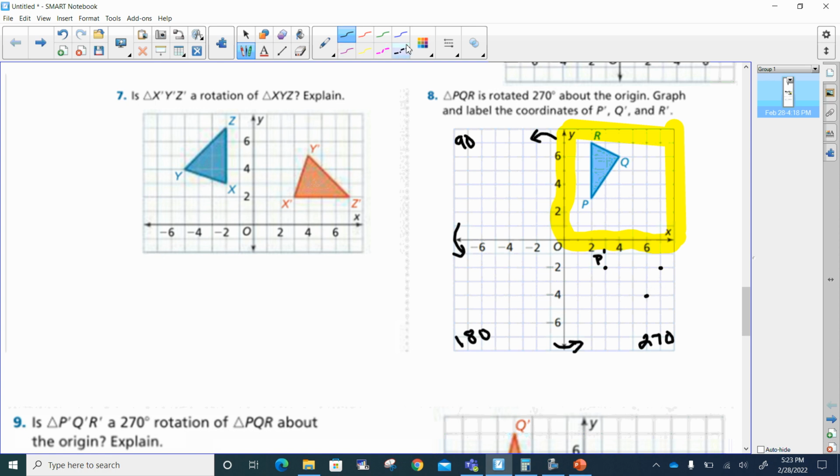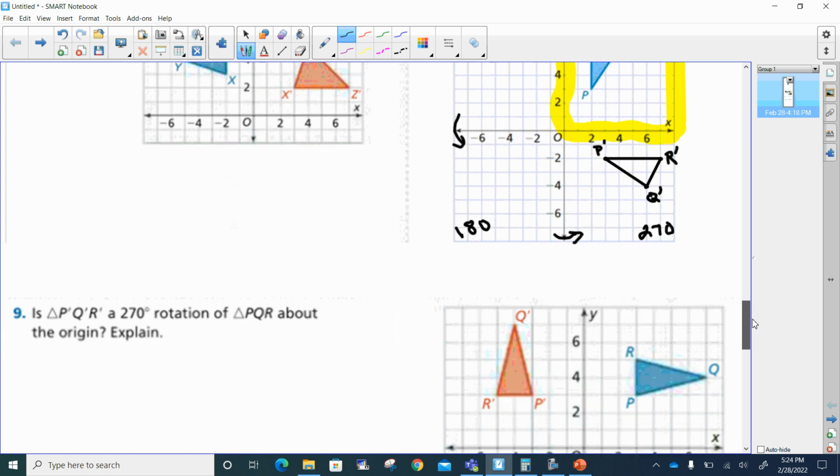So now when I connect my lines, I'd have a line going from here to here, a line going from here to here. I'm connecting my coordinates, excuse me, not my lines. And my new triangle would be here, with P prime being here, with Q prime being down here, and with R up here, R prime, excuse me. And that would give me my new triangle, PQR prime.